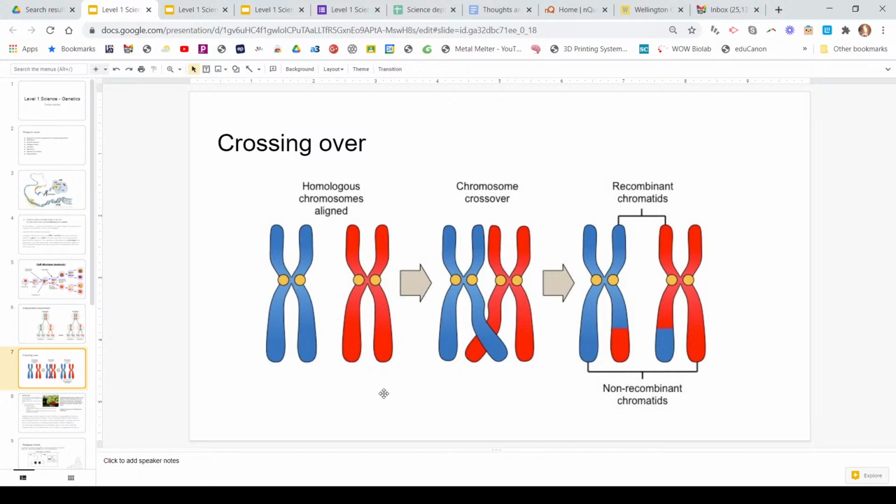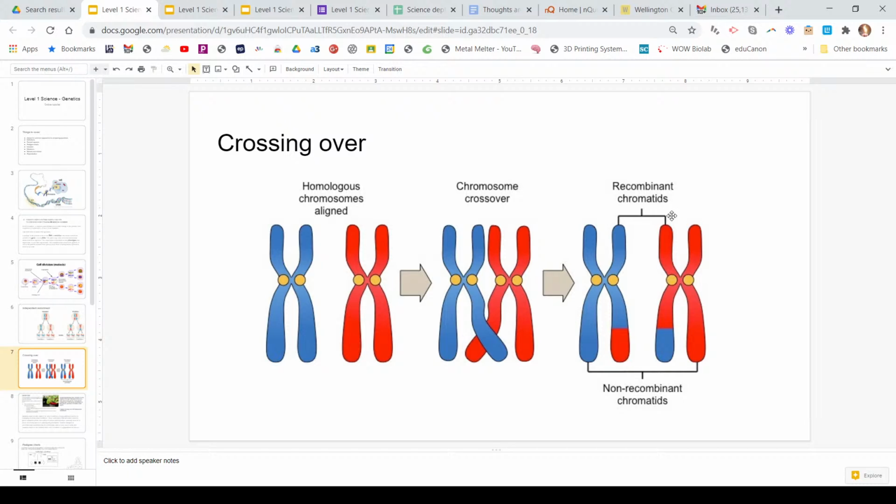In crossing over, when those homologous chromosomes are lined up on the equator of the cell, we sometimes get one of the legs, if you like, in this diagram, crossing over with the leg from the other chromosome. When that happens, we can actually get a swapping over of genetic information, and we get what we call recombinant chromatids.